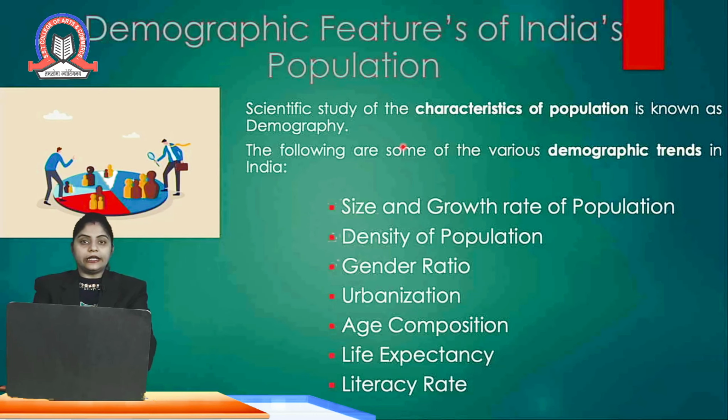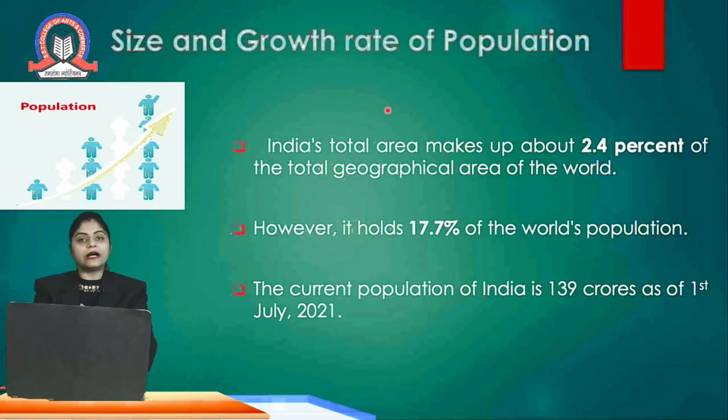So in this, the various demographic trends in India are size and growth rate of population, density of population, gender ratio, urbanization, age composition, life expectancy and literacy rate. These 7 demographic trends we are going to learn in this topic, that is demographic features of India's population. So the first trend is size and growth rate of population.